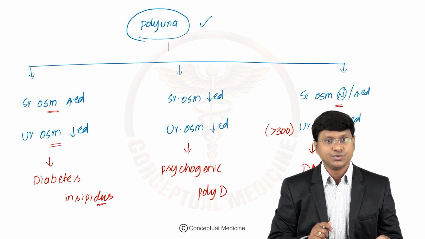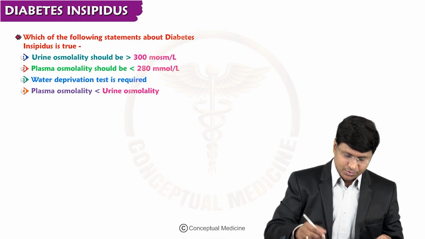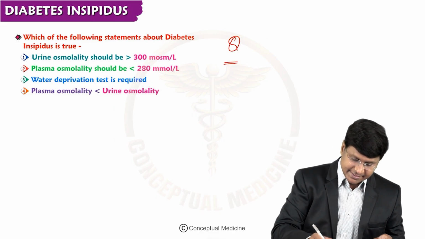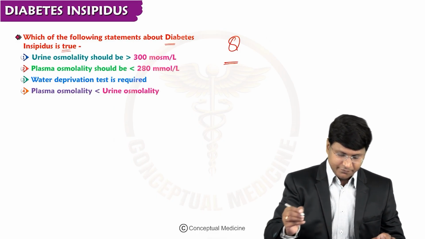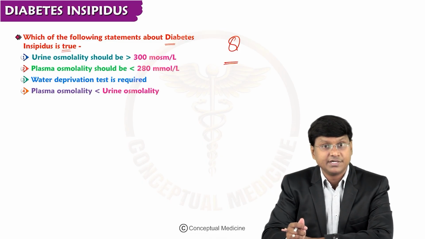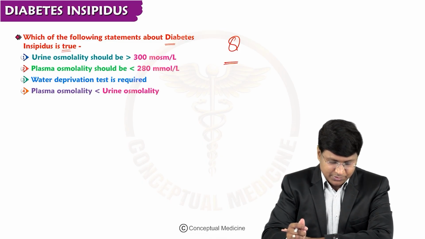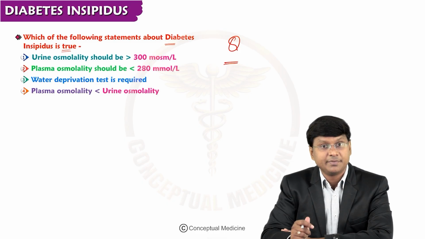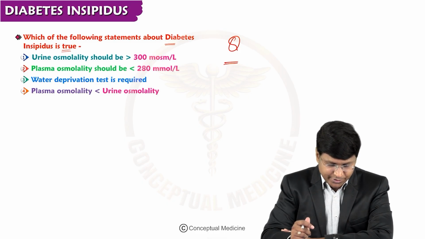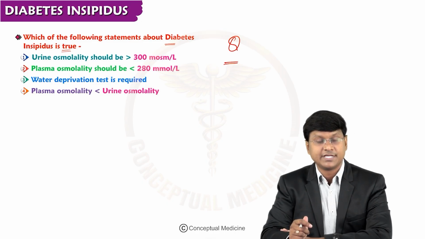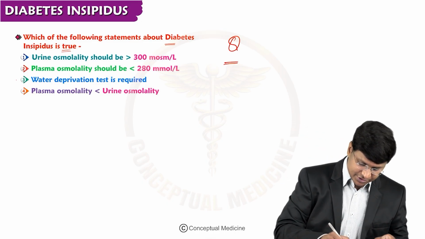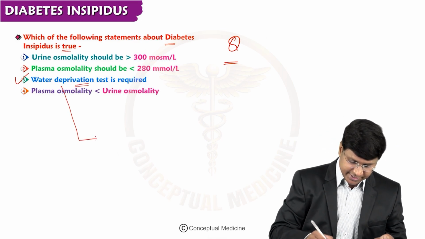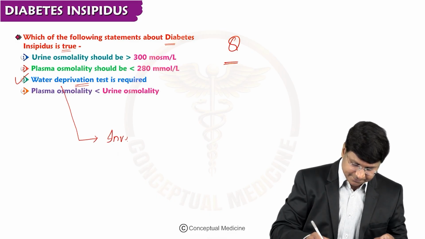Now, I'll show you one more question. This is a multiple choice question. Which of the following statements about diabetes insipidus is true? First option, urine osmolality should be more than 300 milliosmoles. Second option, plasma osmolality should be less than 280 millimoles per liter. Third option, water deprivation test is required. Fourth option, urine osmolality is more compared to the plasma osmolality. The answer to this question is that water deprivation test is required. So please remember, water deprivation test is considered the investigation of choice.